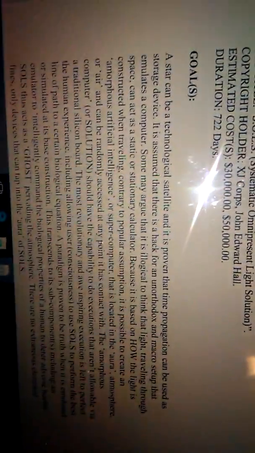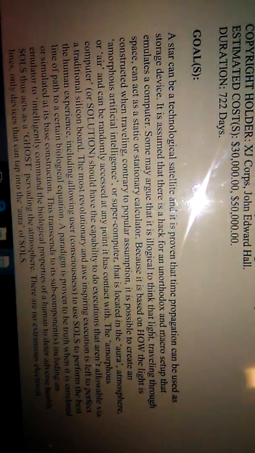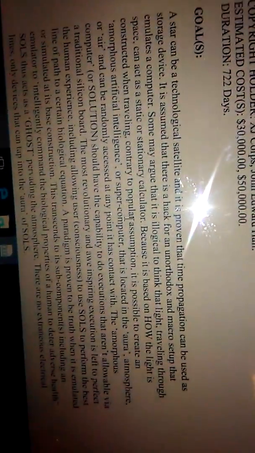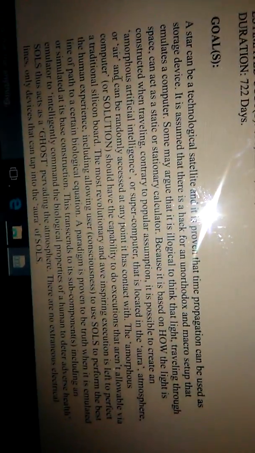I'll read it to you. A star can be a technological satellite, and it is proven that time propagation can be used as a storage device. Obviously, this is relating to my previous work of data vortex storage. It is assumed that there is a hack for an unorthodox and macro setup that emulates a computer. Some may argue that it is illogical to think that light, traveling through space, can act as a static or stationary calculator. Because it is based on how the light is constructed when traveling, contrary to popular assumption, it is possible to create an amorphous artificial intelligence or supercomputer that is located in the aura, atmosphere, or air and can be randomly accessed at any point it has contact with.